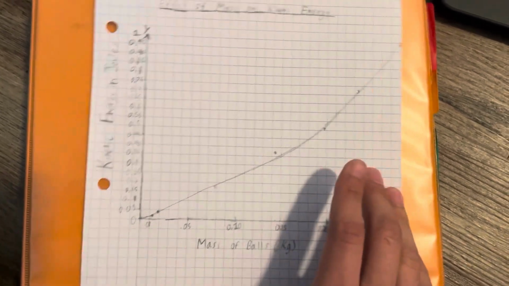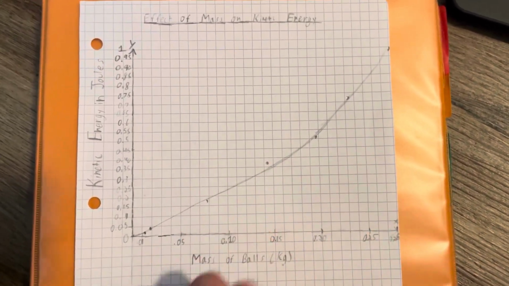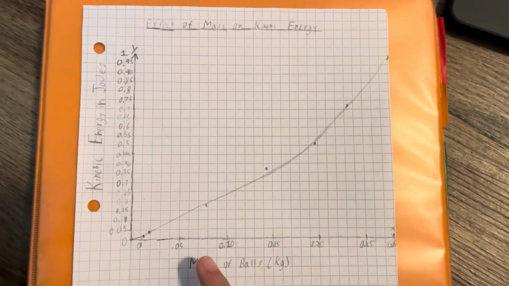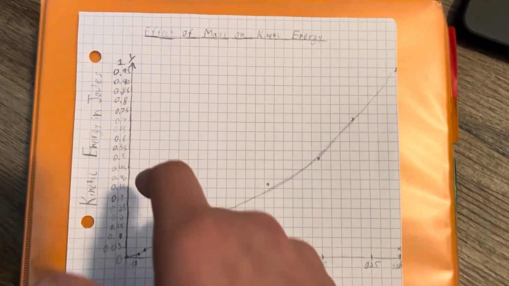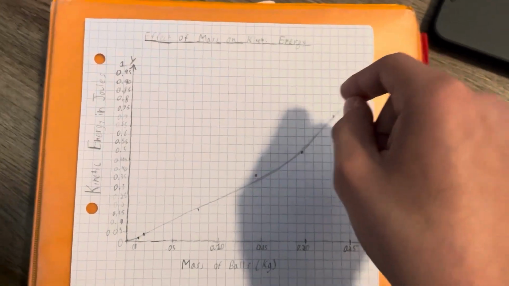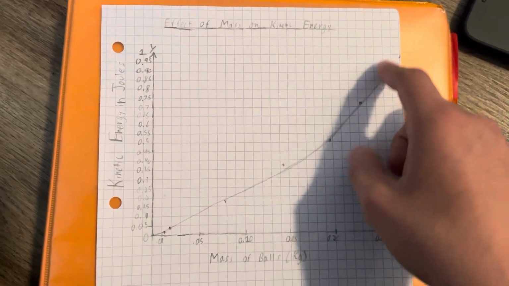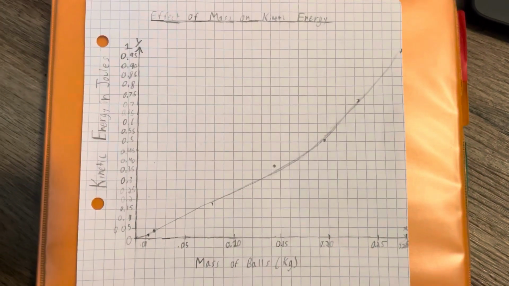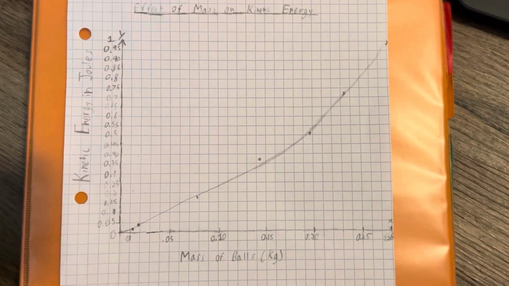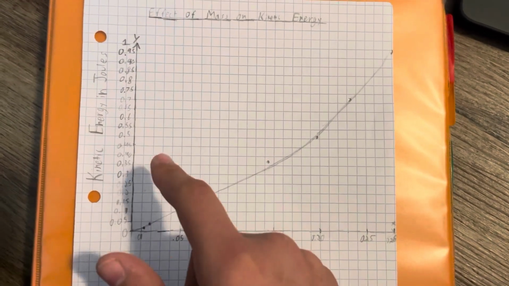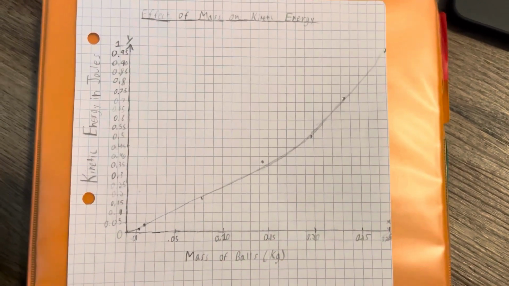Basically, looking at it, I drew a best fit line. The relationship my data has is as the mass of the balls increases, the kinetic energy in joules also increases. It looks to be exponential, like slowly starting up here and then exponentially getting bigger. And this would make it a direct and proportional relationship. As the mass of the balls gets bigger, so does the kinetic energy in joules.